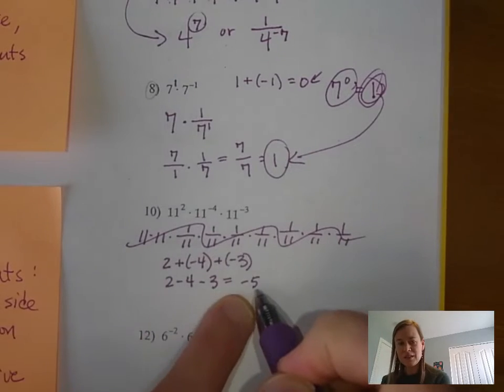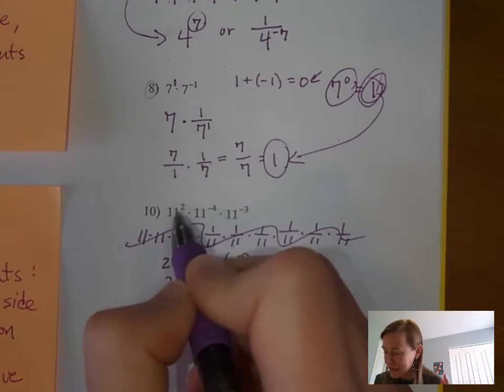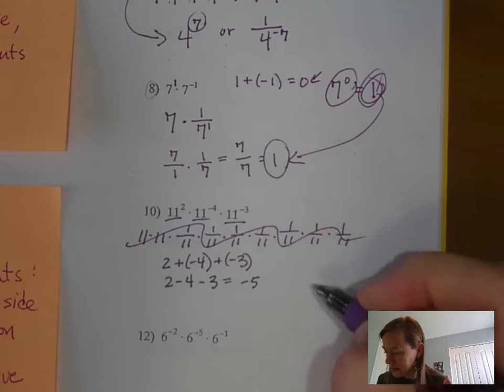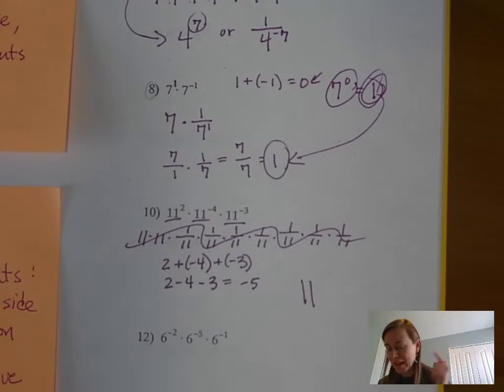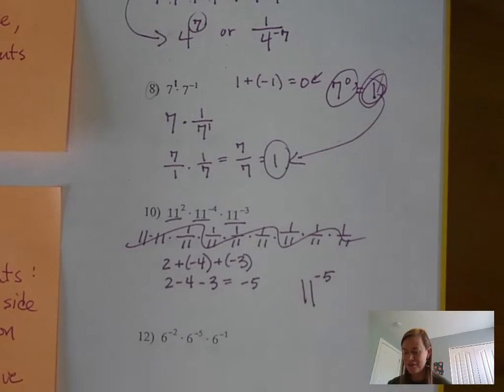So is this my answer? No, it's not my answer. It's just my new exponent. So don't forget to keep that original base, which is 11, and then put the new exponent on it. So the new exponent is negative 5.